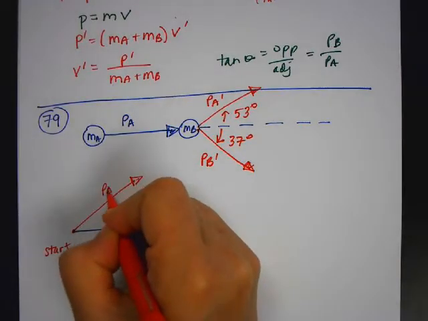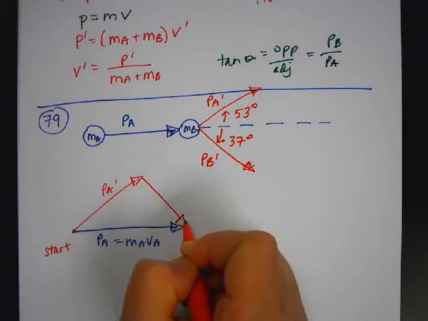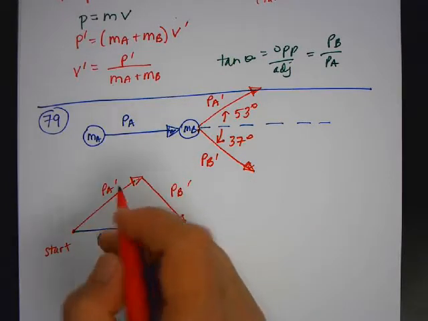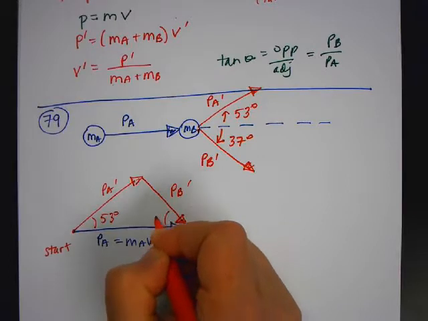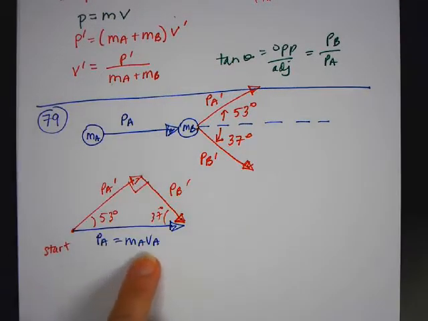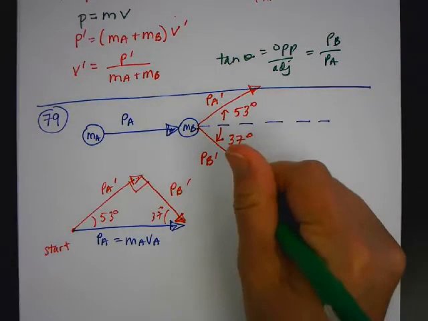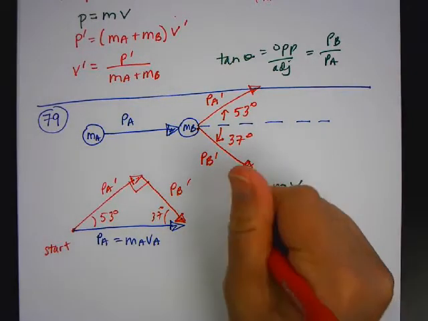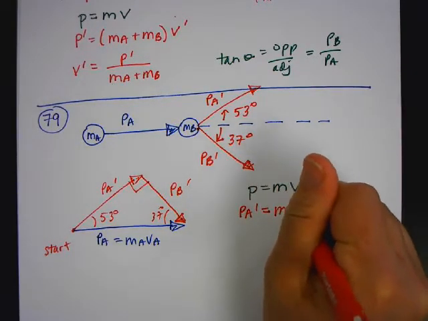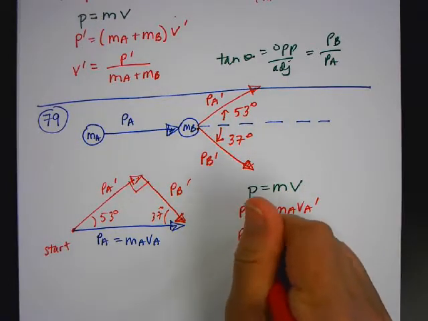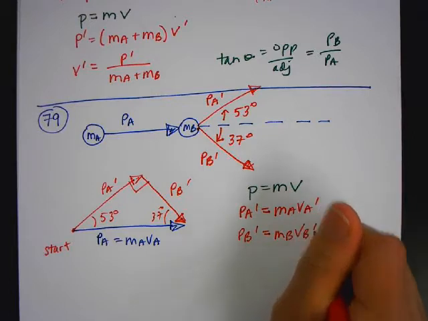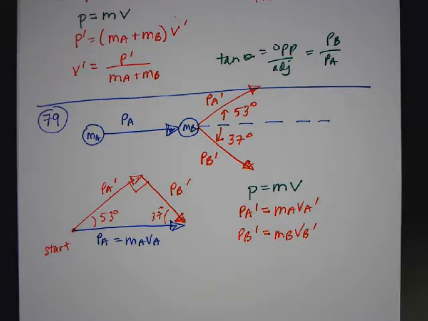This is going to be PA prime. From the head of that vector, I do the tail of the other. This is PB prime. So if I know these angles here, and this is a right triangle, if I know the hypotenuse of this right triangle, and I know the angles, can I find the other two sides? Definitely. So I'm going to use sine and cosine or whatever I want to find the other two sides. After I find the other two sides, I'm applying that momentum is mass times velocity. I can say PA prime is equal to MA times VA prime, and I can say PB prime is equal to MB times VB prime, and that's how I would go back and find the velocity of them afterwards.